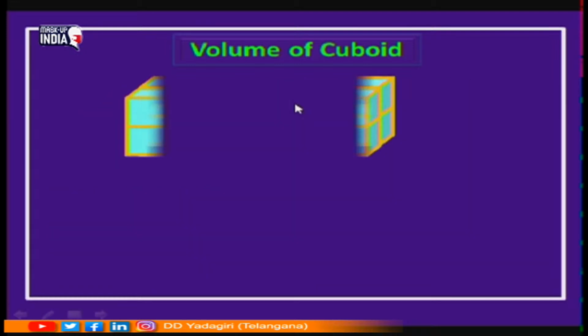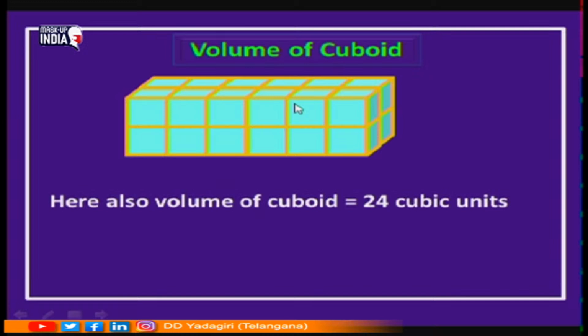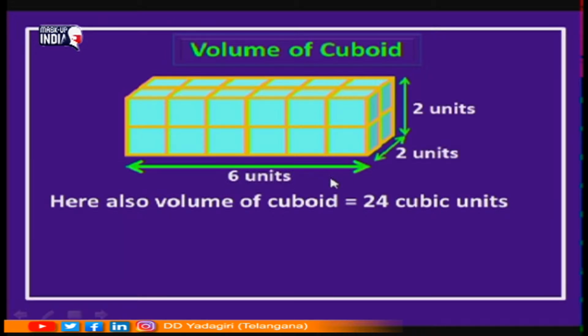Now, let us see another way, the same 24 cubes I am arranging in another way. Let us see its length now. The volume remains the same, that is 24 cubic units only, but if you notice, I have arranged 1, 2, 3, 4, 5, 6 and here 6. So, 12, then another 12. So, total 24. What is the length of this cuboid now? 6 units. What about breadth? 2 units and height again 2 units.